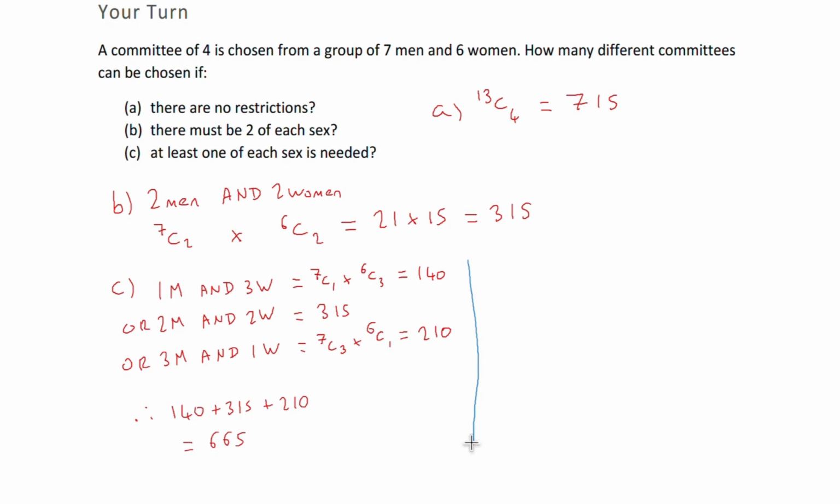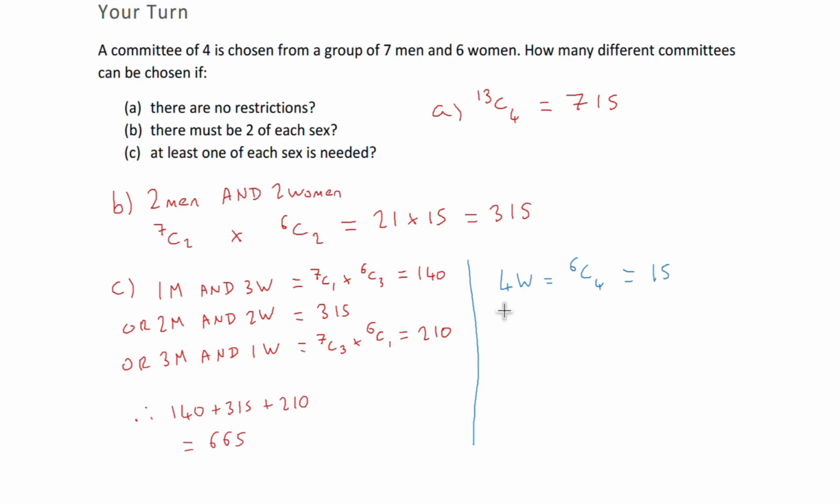That, I suppose, is the more direct way, but not actually the quickest way. So the quickest way to work this one out is using a different method, and that is to work out all the ways that this could not happen. So if we work out all the ways this could not happen, the only way that this doesn't happen is if we have 4 women, which is going to be 6 choose 4, and 0 men, which is going to be 7 choose 0, which is just 1. There's 15 ways that could happen.